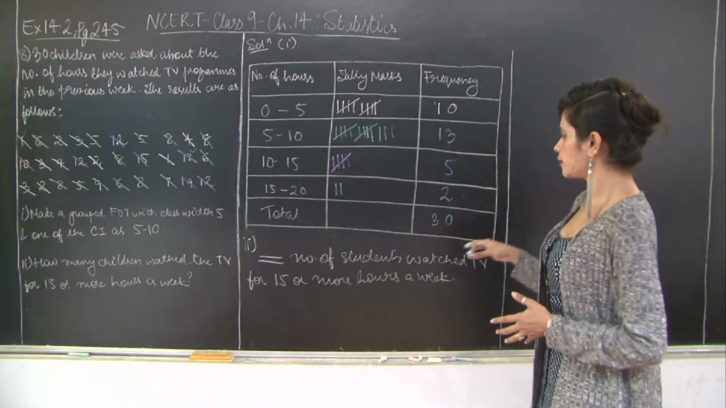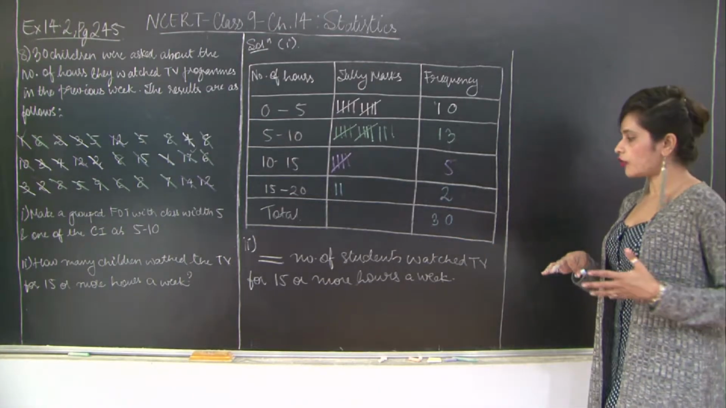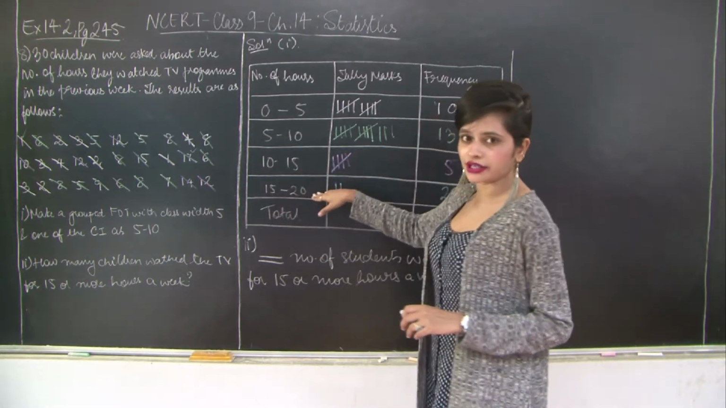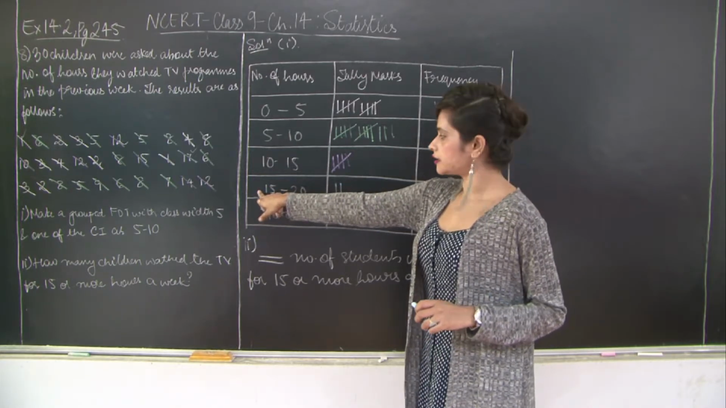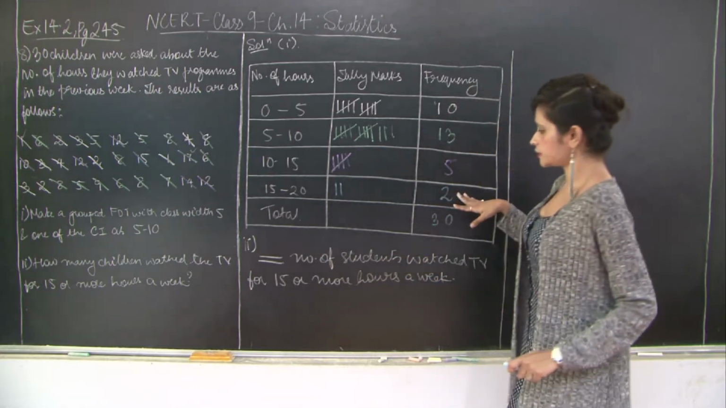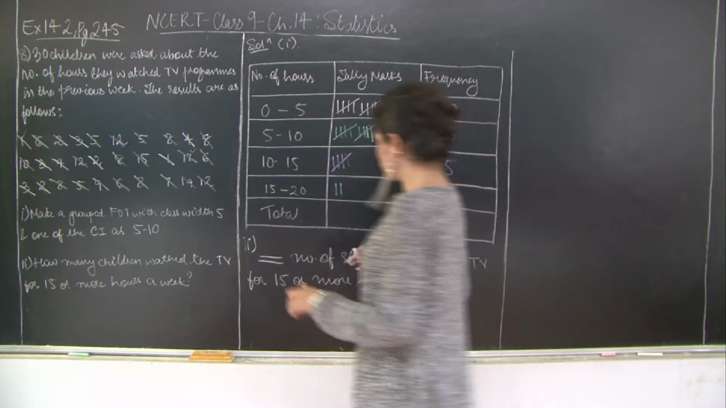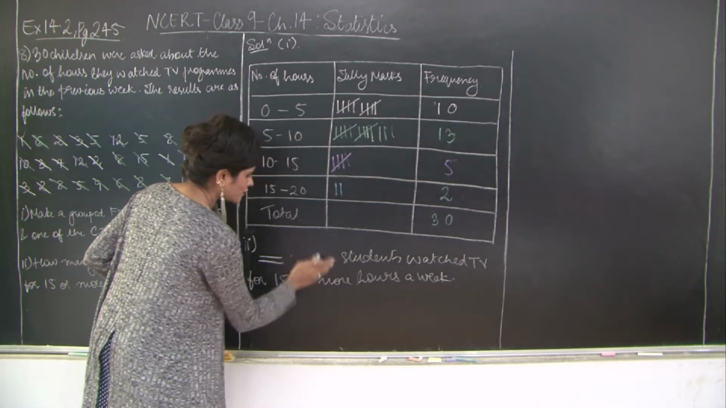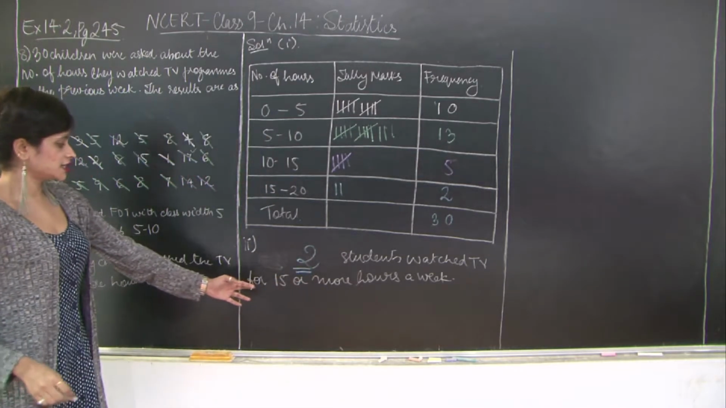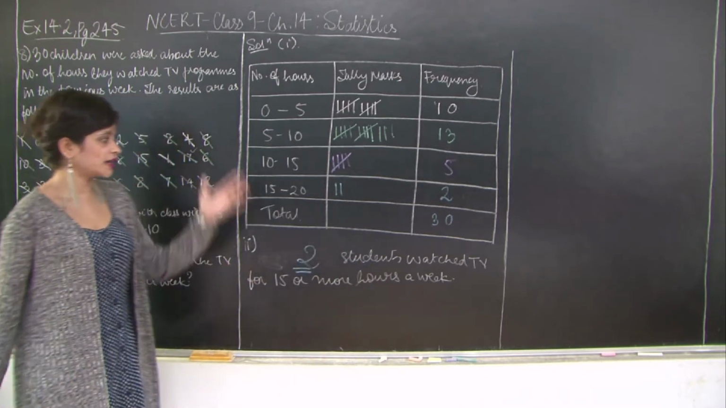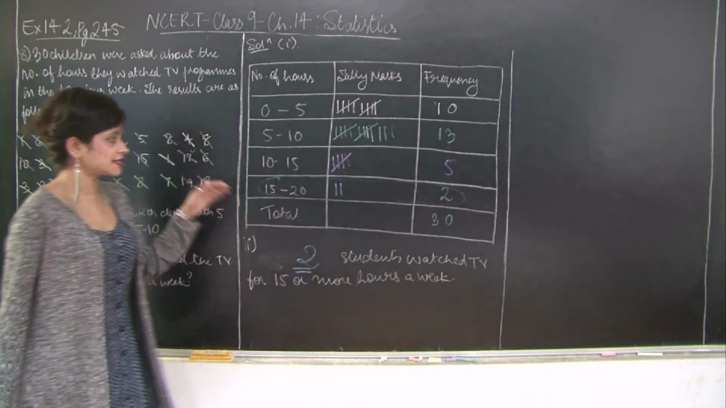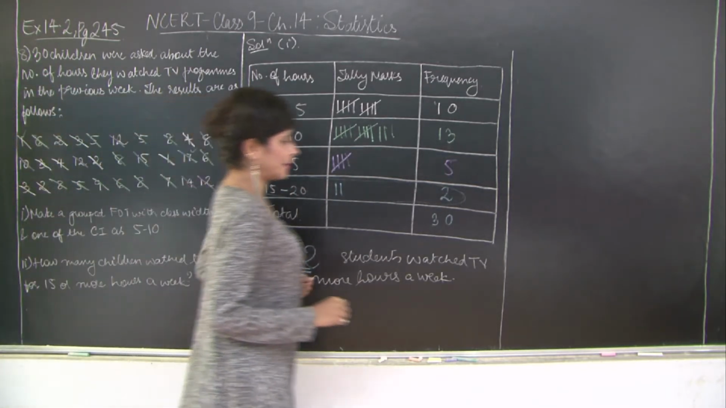And now we need to find the number of students who watch the television for 15 or more hours a week. So 15 or more hours is this category, right? Because under this class interval we have taken values that are greater than or equal to 15. So this is 2. So I will say 2 students watch TV for 15 or more hours a week. So we have deduced this value using our frequency distribution table and this entry. So please take a look at the solution.